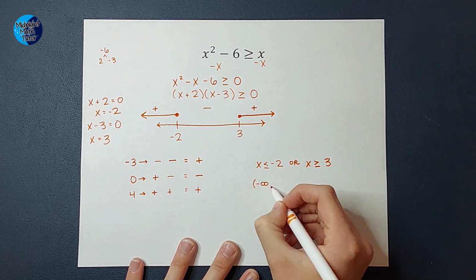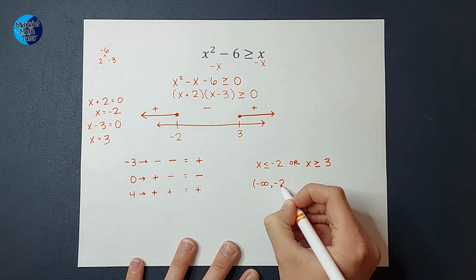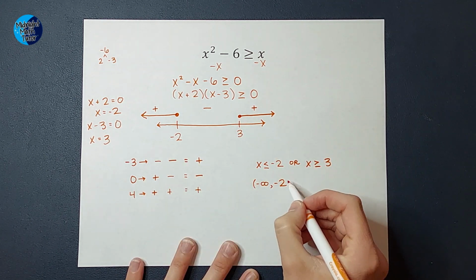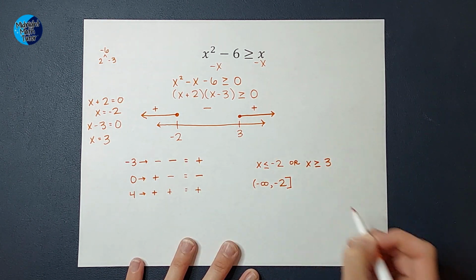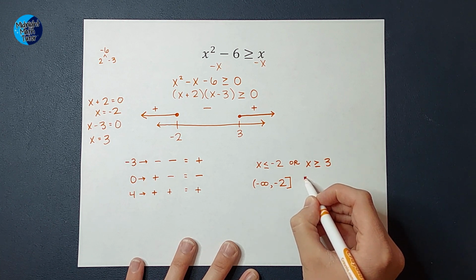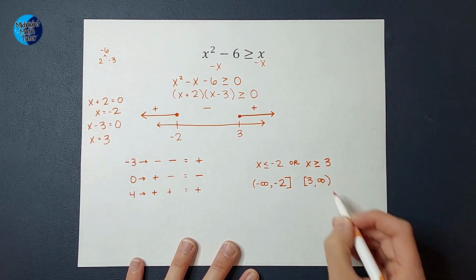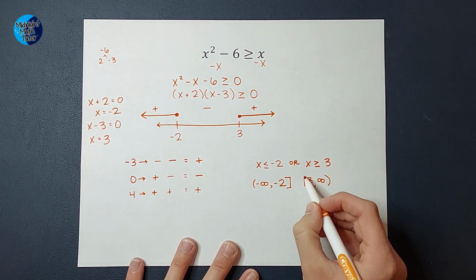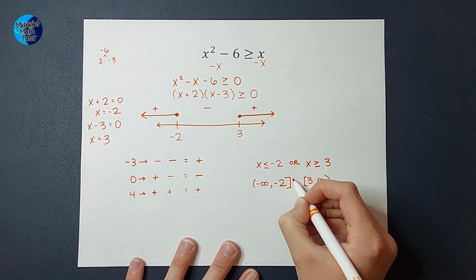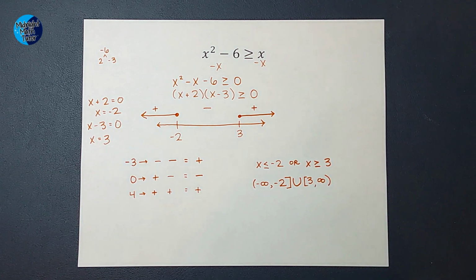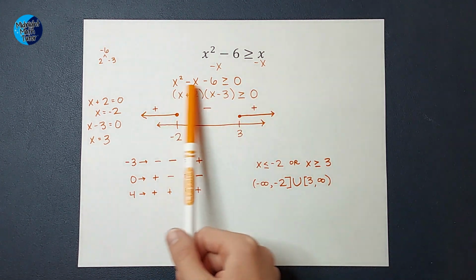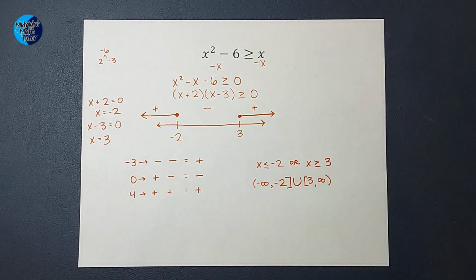If you wanted to write this in interval notation, we would go from -infinity, and infinity always gets a parenthesis, right? To -2. It can be -2, so we're going to use a bracket. And then we go from 3 to infinity. Infinity always gets a parenthesis. It can be 3, so we use a bracket, and we put a little u here to show that that's a union, that those are together, okay? So I could plug in a number anywhere from -infinity to -2, or from 3 to infinity, and it will make this inequality true, okay?